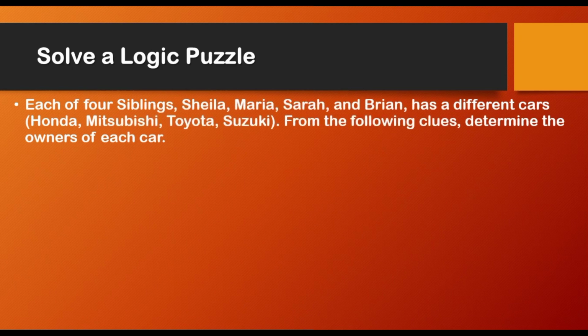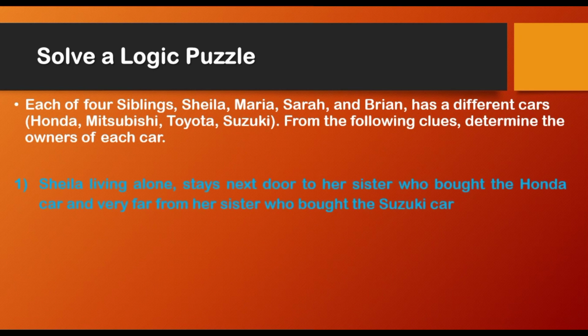So here is our statement. Each of 4 siblings, Sheila, Maria, Sarah, and Brian, has a different car: Honda, Mitsubishi, Toyota, and Suzuki. From the following clues, determine the owners of each car. So we have here our first clue.